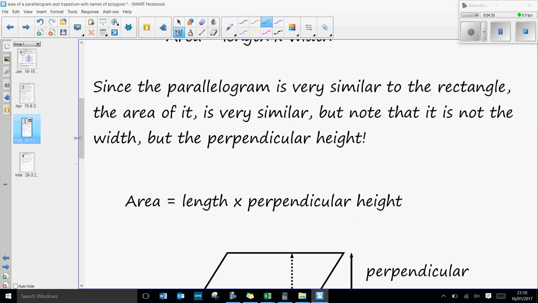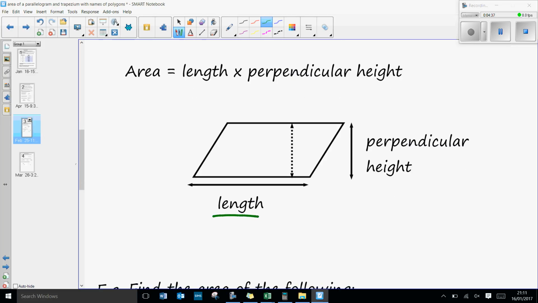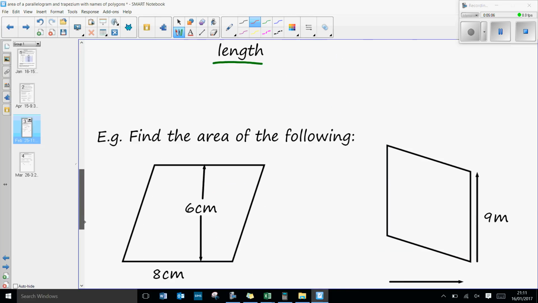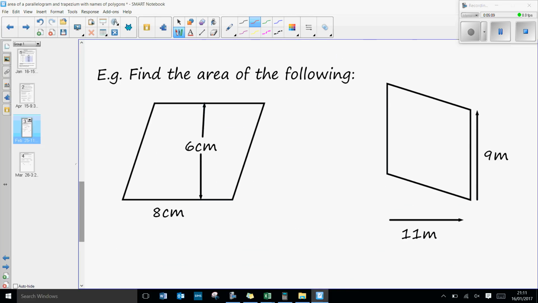The area of a parallelogram is the length multiplied by not the width but the perpendicular height. So perpendicular height. Now notice it's this measurement here, so it makes 90 degrees with the length. Again, they may well give you this measurement here or this measurement here. So do not fall into the trap of multiplying this length by this length, that would be incorrect. It's always the length times the perpendicular height. So if we were asked to find the area of these two, it would just be 8 multiplied by 6, which is 48 centimeters squared.